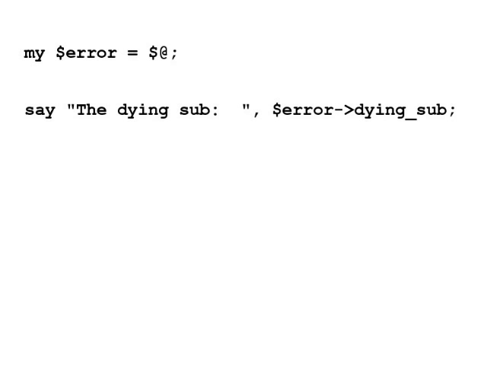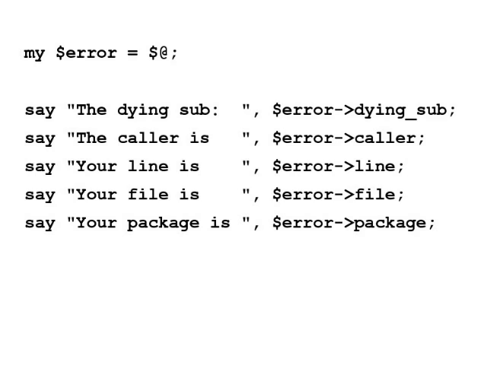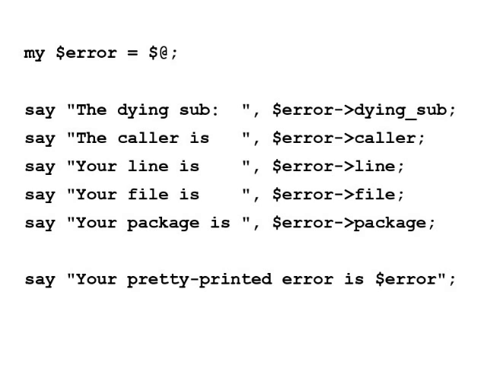We can also use this to inspect the error if we want to. So here I am saving my error to a more meaningful name, and then I can say the subroutine that actually died was error->dying_sub. The caller of that subroutine was error->caller. I can also find out the line, the file, and the package of that caller. If I use my error like a string, I get a pretty printed error message, and of course, if I don't want to handle the exception myself, I can always rethrow it.